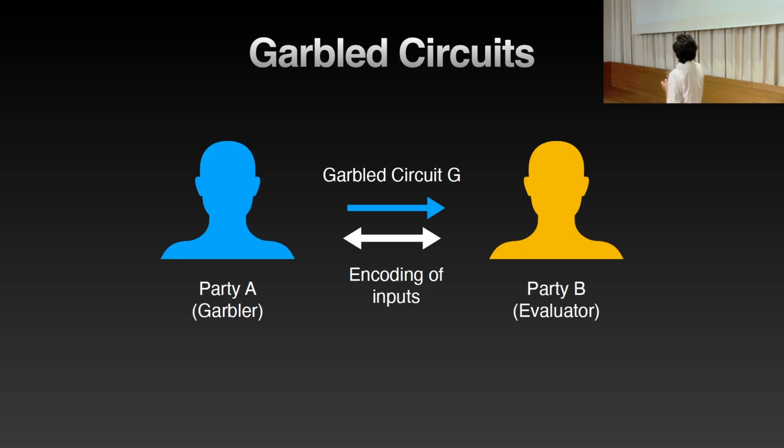So we all know garbled circuits. A garbled circuit is a way to sort of encrypt any circuit such that another party, an evaluator, can evaluate the circuit in its encrypted form and decrypt only the evaluation of the circuit at the inputs it holds.